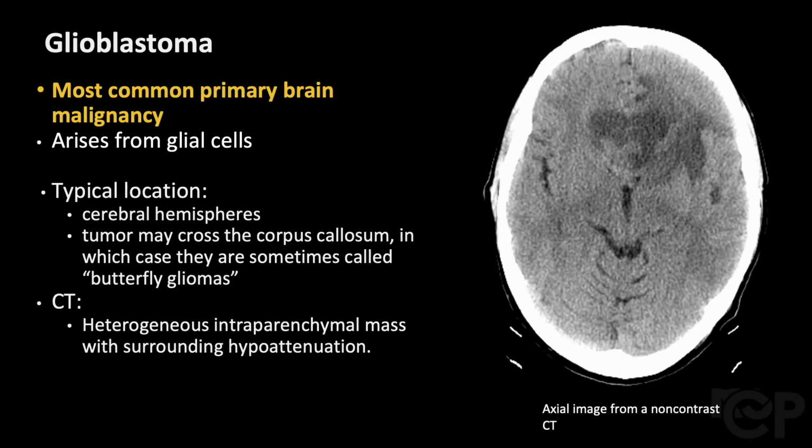So, the first type of brain tumor we are going to be discussing today is a glioblastoma. This is the most common primary brain malignancy, and in my opinion is one of the easier to identify on imaging.